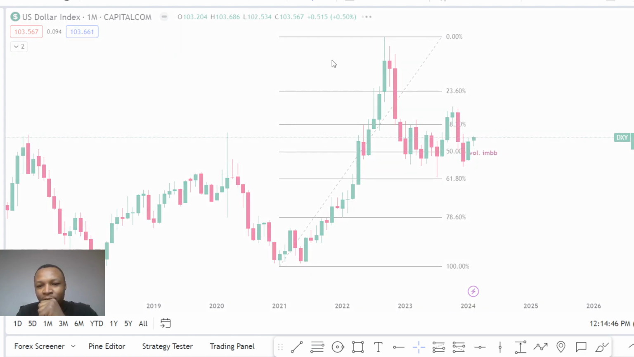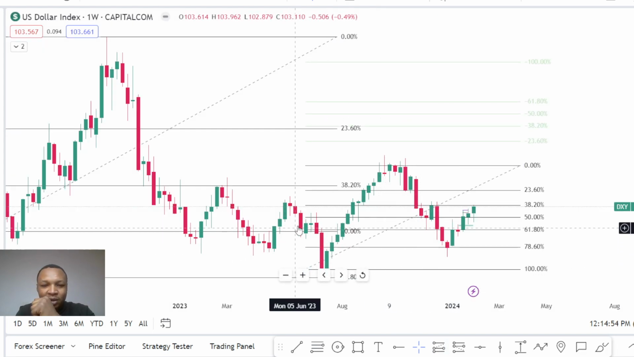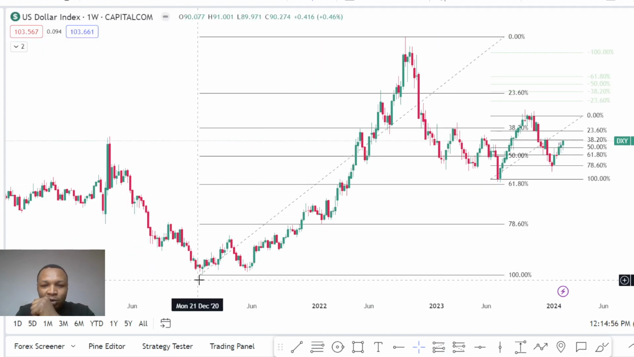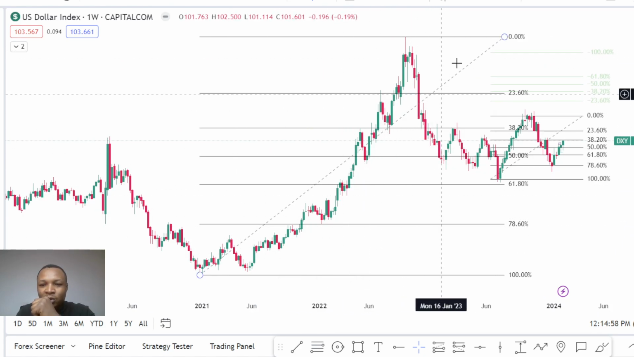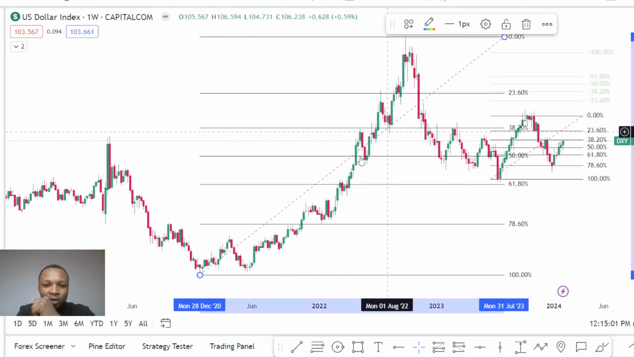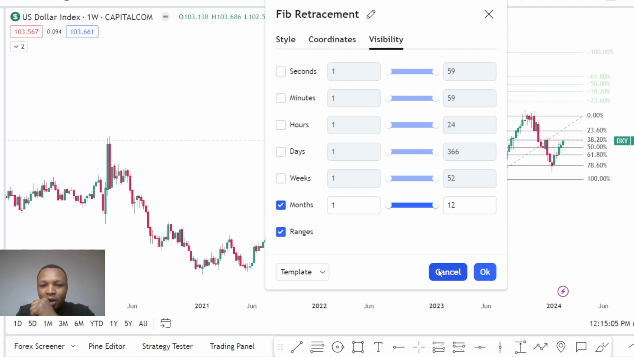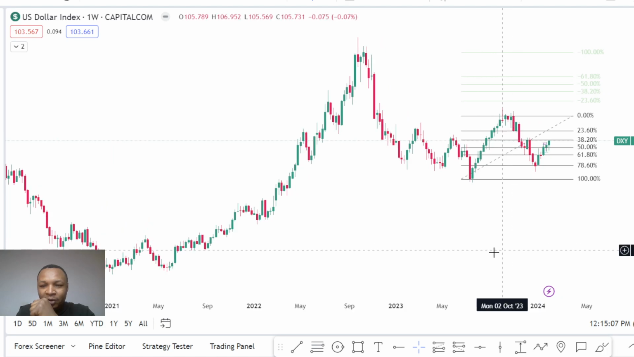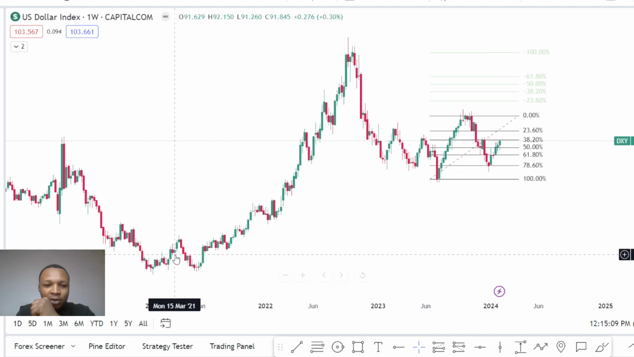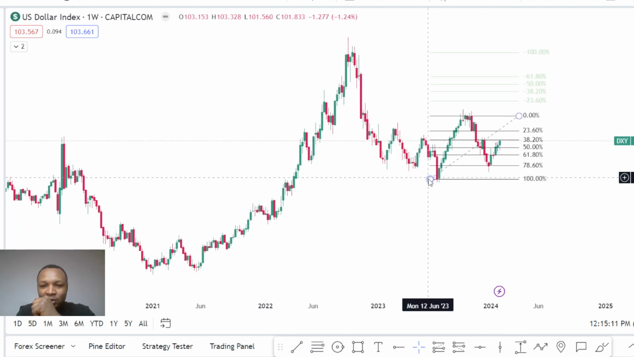Now, on the weekly time frame, we can see that clearly the Dixie is also inching to go higher. Even looking at the monthly swing, right here is the monthly swing all the way up here. So we're going to take this off the weekly time frame so that we can only see it on the monthly. Every time frame has its own swing. This is the swing of the monthly time frame, and this is the retracement.